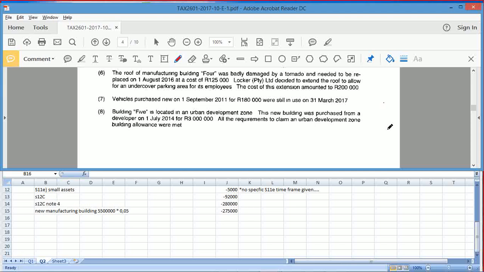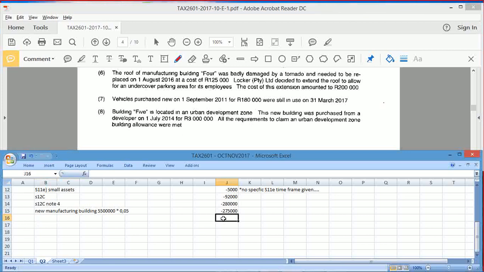Well, did you improve it? Well, yes, I think so, because it was damaged. No, it doesn't say you improved it. It just says the roof was damaged by a tornado and needed to be replaced. Yes, sir. So, replace means you just brought back the same thing without any improvement or refurbishment. Okay. So which section we looked at?